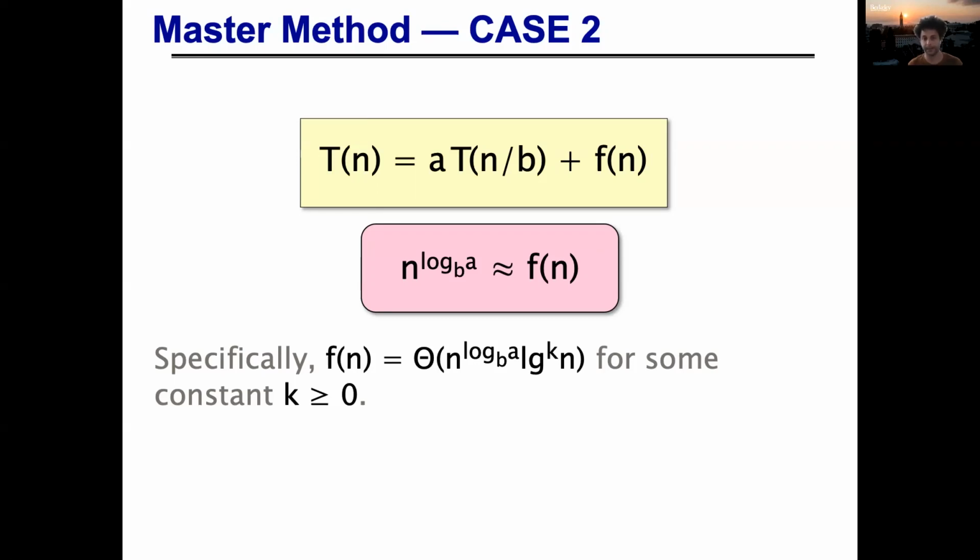Now think about the following case, where, for example, you're again dividing your problem in the recursion into 2 subproblems, each of size n over b, and the cost of combining them is order n.